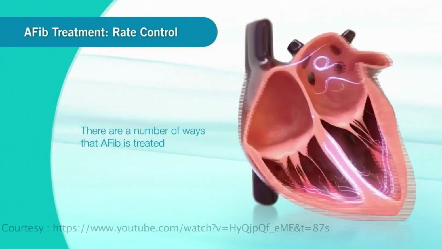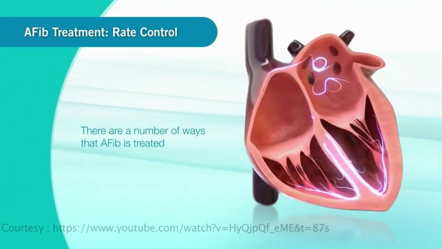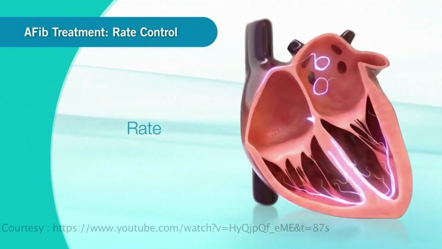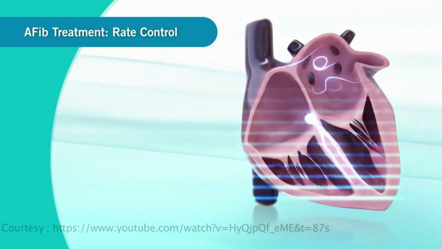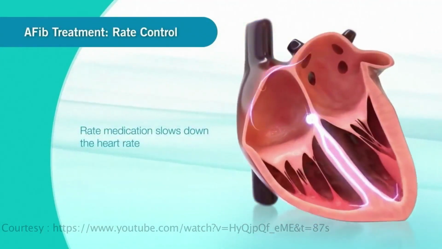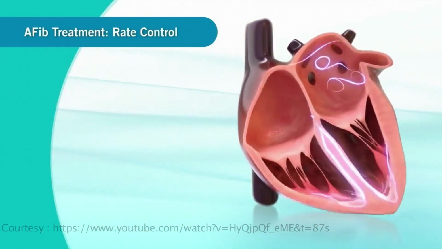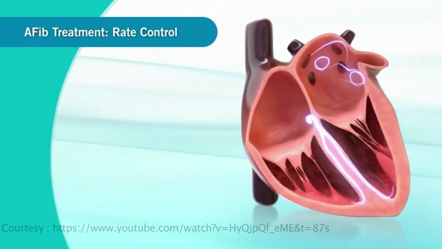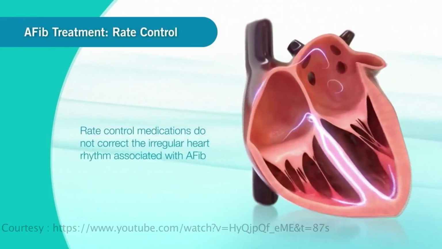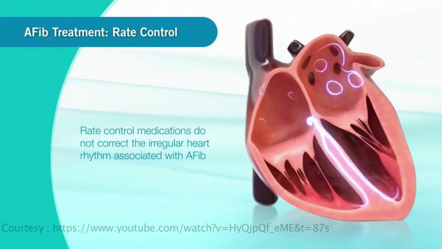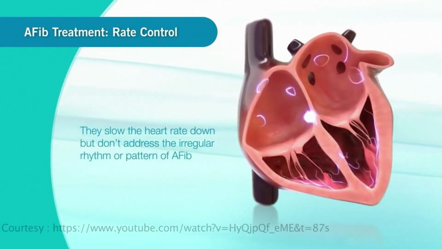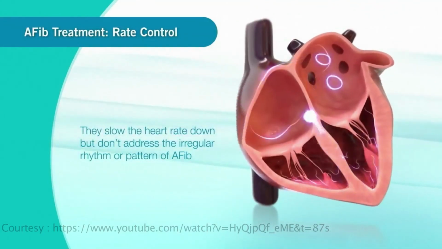There are a number of ways that AFib is treated. Your doctor may prescribe a medication to slow down the pace or rate at which your heart beats. Notice that the rate medication slows down the heart rate. However, the heart continues to beat irregularly and out of rhythm. Rate control medications do not correct the irregular heart rhythm associated with AFib. They slow the heart rate down, but don't address the irregular rhythm or pattern of AFib.